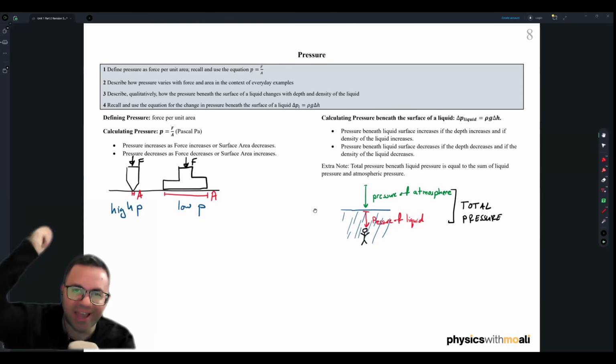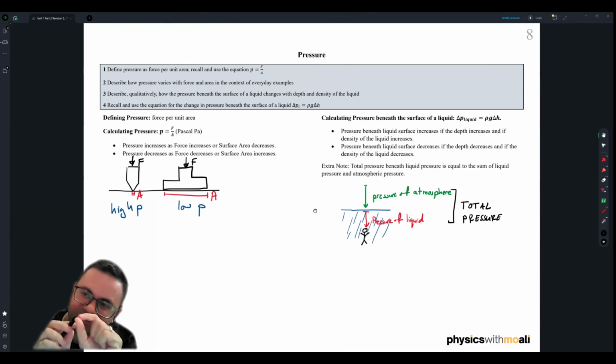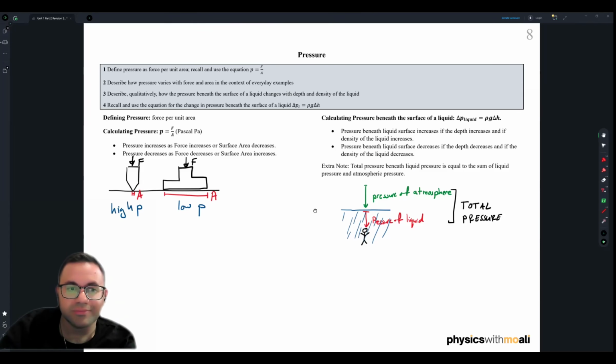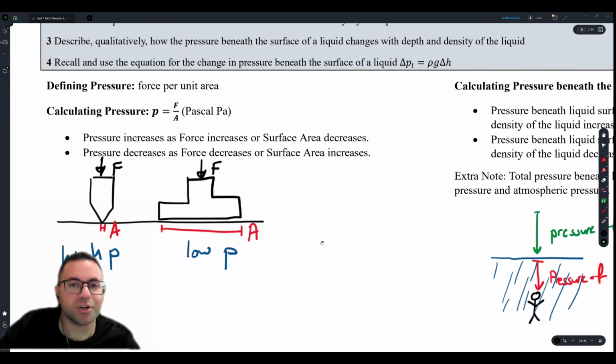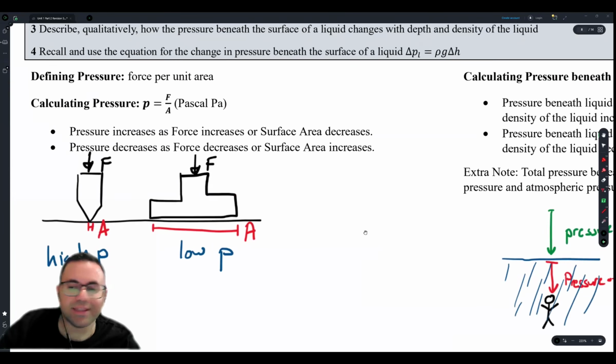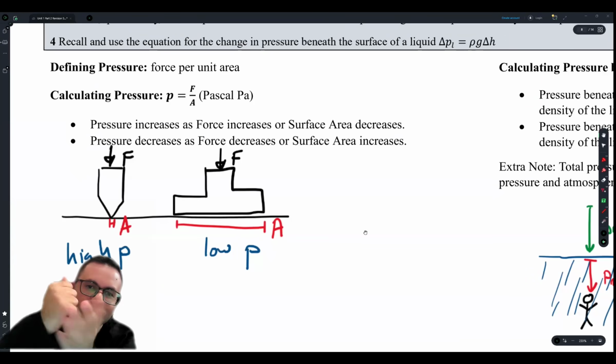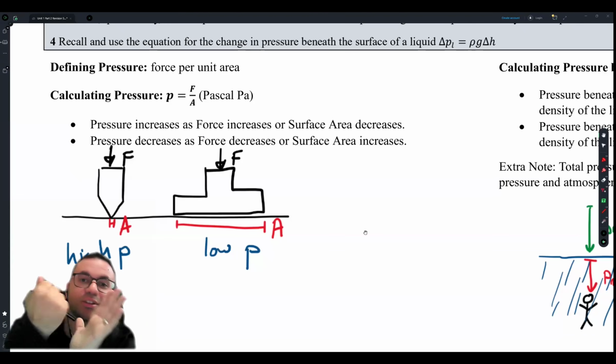When you have a nail and you hammer it into a wall, the reason the nail can get hammered through a wall is because it has a very small surface area. But if I try to push the end of my pen onto my hand, which is flat, by the way, it does nothing. It doesn't hurt at all.